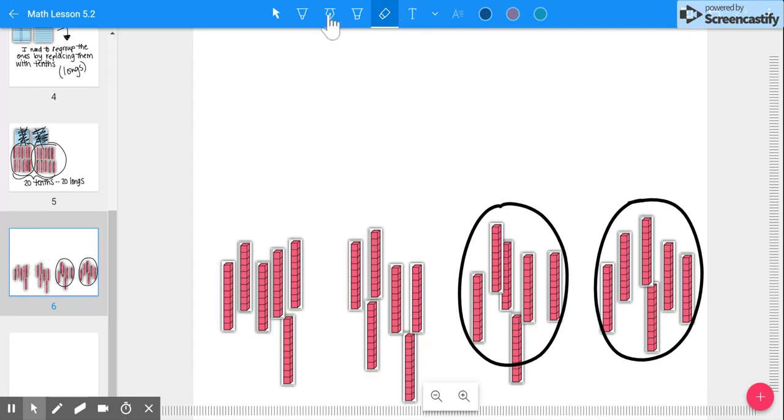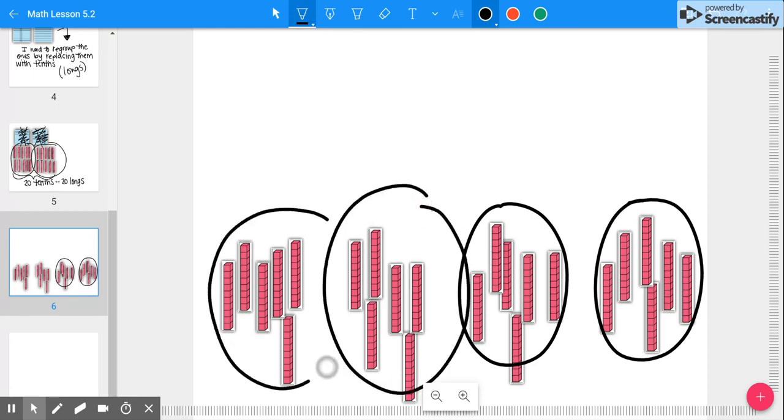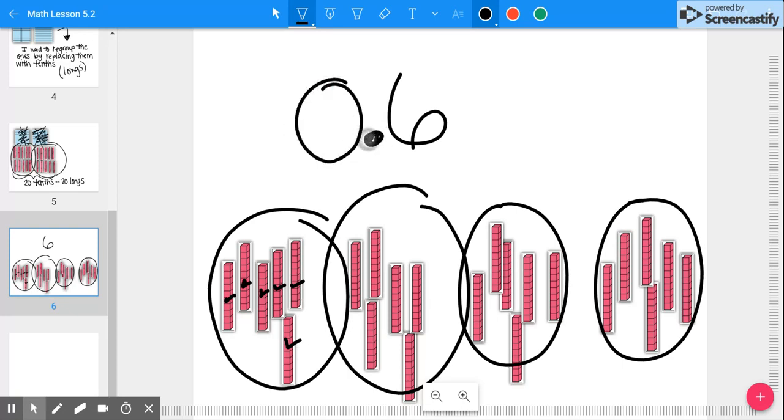So when I look at each group, I see that I have 1, 2, 3, 4, 5, 6. I have 6 in each circle. So I have 6 longs. 6 longs, the longs represent the tenths place value. So really, this is saying 1/10, 2/10, 3/10, 4/10, 5/10, 6/10. And I write 6/10 as 0.6.